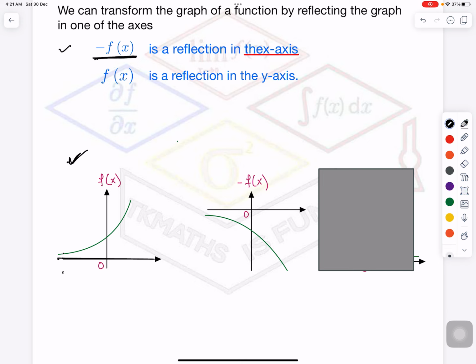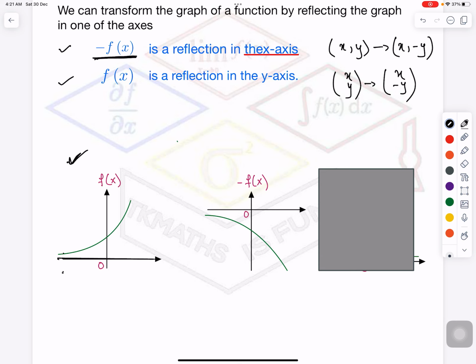And this is what I told you. Reflection in the x-axis means the y coordinates change. Okay? Or if you write in the column vector form, because it's better, I will show you how, then it will become x, minus y. Okay, so let's see the second case, f of x.